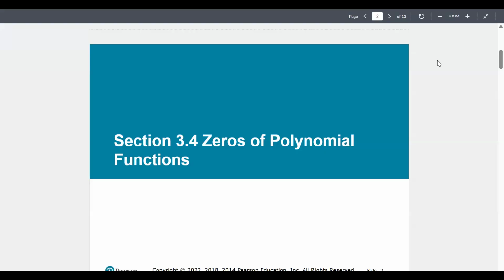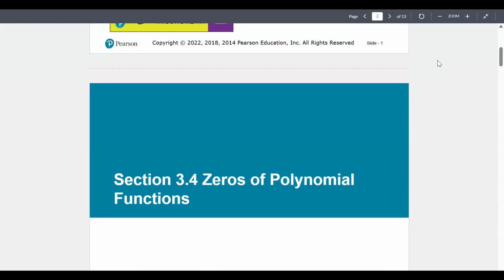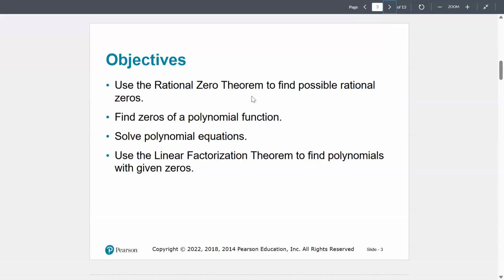We're going to do a little bit more about zeros of polynomials. So last time I was telling you what the zeros were. So we need to have a way to guess what those zeros are supposed to be. So we're going to do something called the rational zero theorem. So when we talk about rational zeros, we're talking about rational numbers.